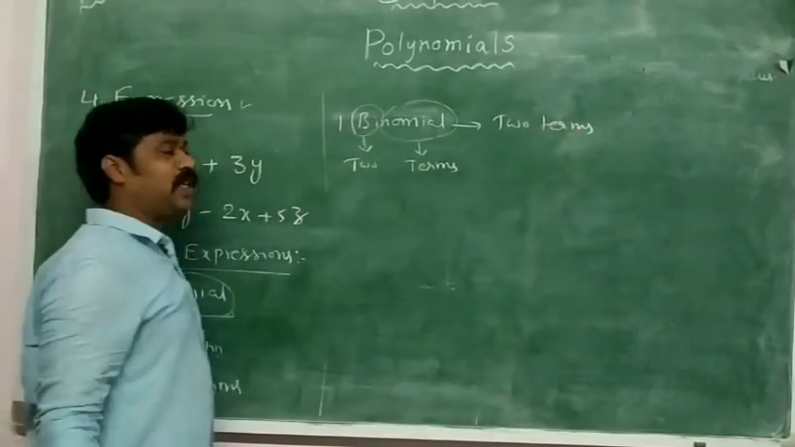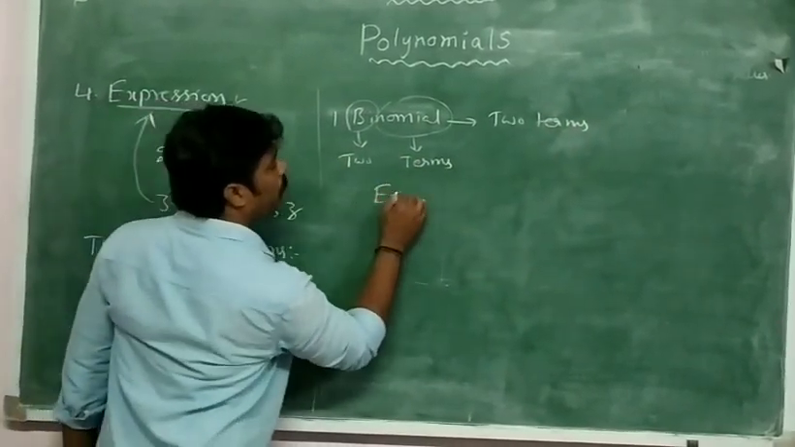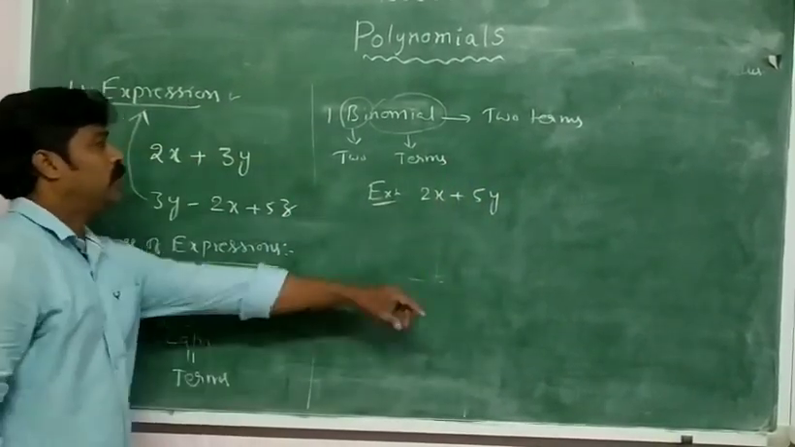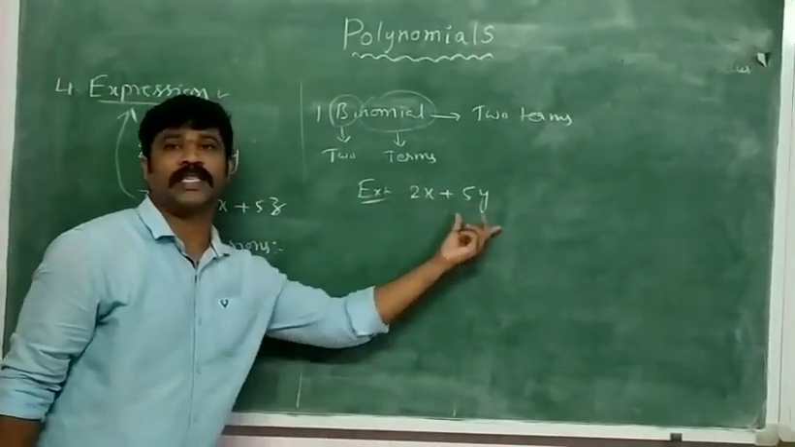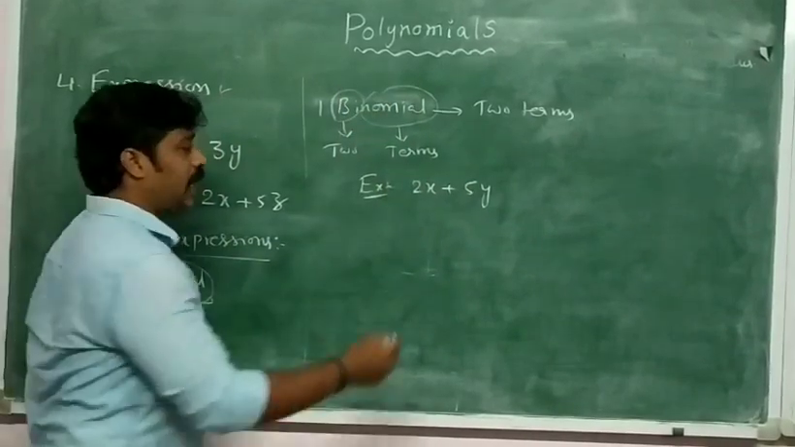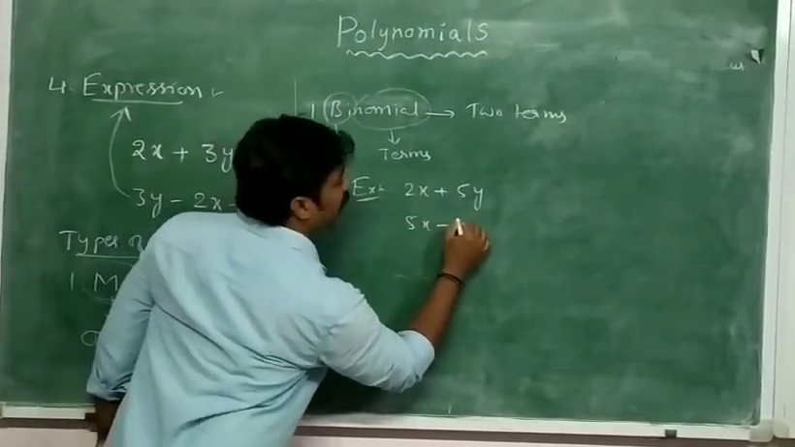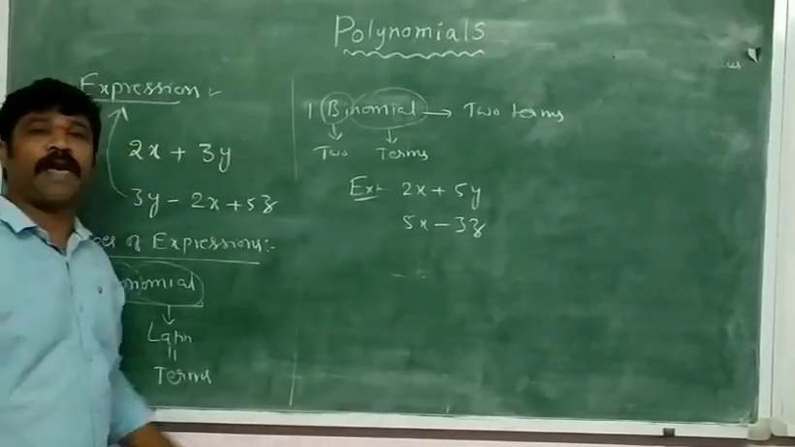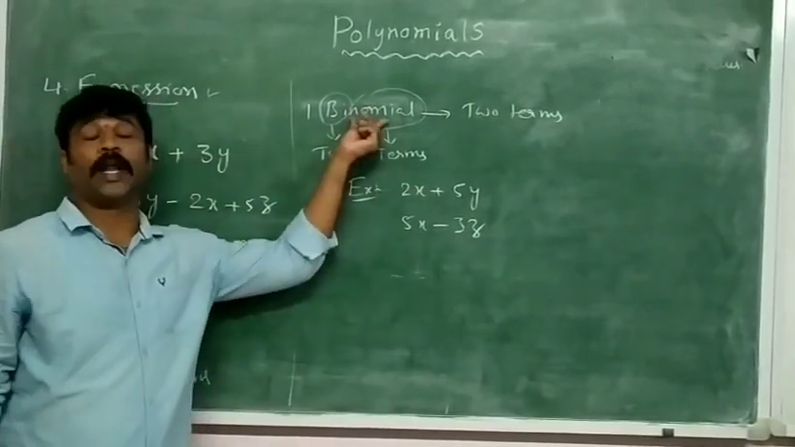For example, 2x plus 5y. Now we have two terms, so we call it a binomial. Similarly, we can take another example, 5x minus 3z. In this also we have only two terms, so it is also a binomial.